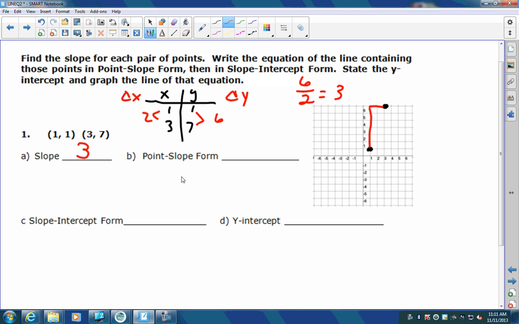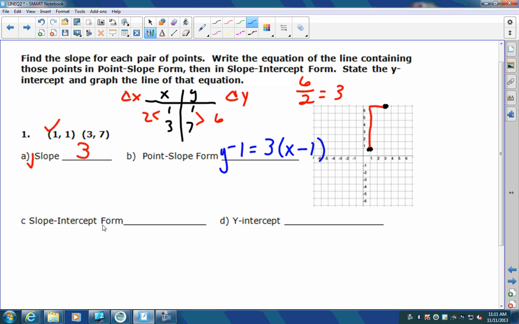Now it says to write your equation in point slope form. You have your slope and you choose one of your points. I'll just choose 1, 1. You could have chosen the other one. It doesn't make a difference. So now in my equation, I have y minus y1. y1 is 1 equals, my slope is 3 times x minus x1. x1 is 1. There's my equation in point slope form.